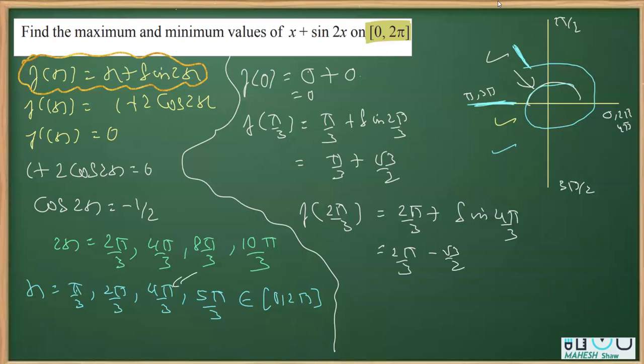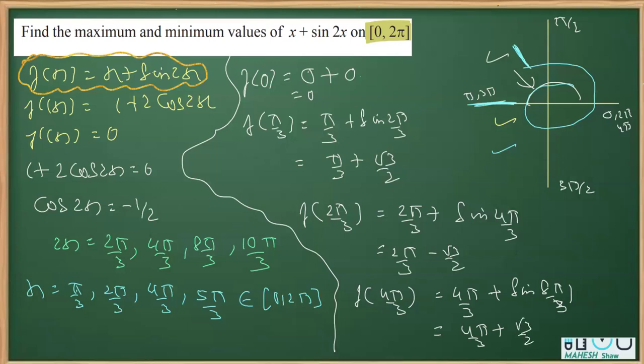Now we have more values. Then we'll find f(4 pi by 3), which is what? 4 pi by 3, and then plus sine of 2 times that, which is 8 pi by 3. So this is 4 pi by 3, and this is 8 pi by 3. So 8 pi by 3 is what? 2 pi plus pi by 3. That is sine pi by 3, which will give you root 3 by 2.